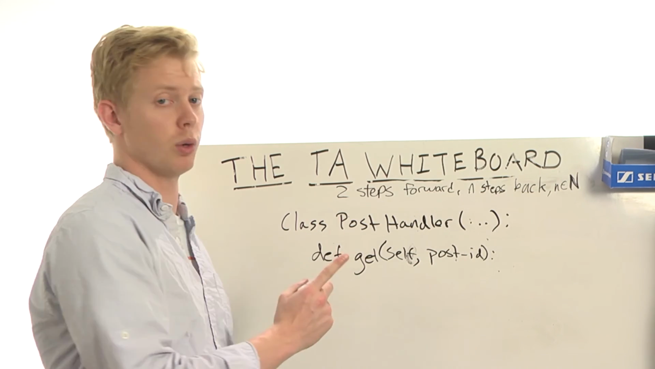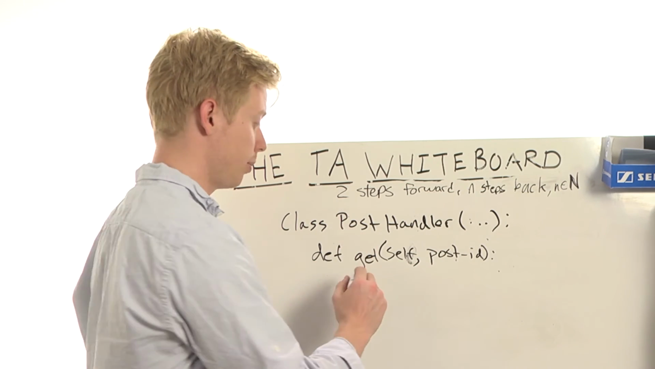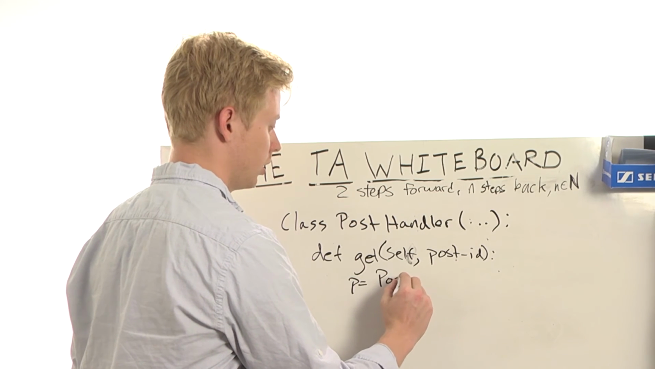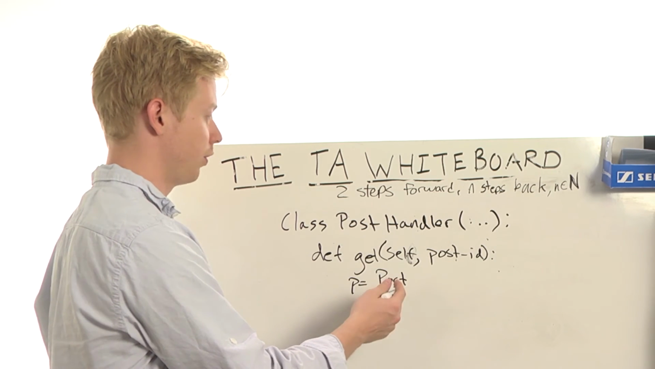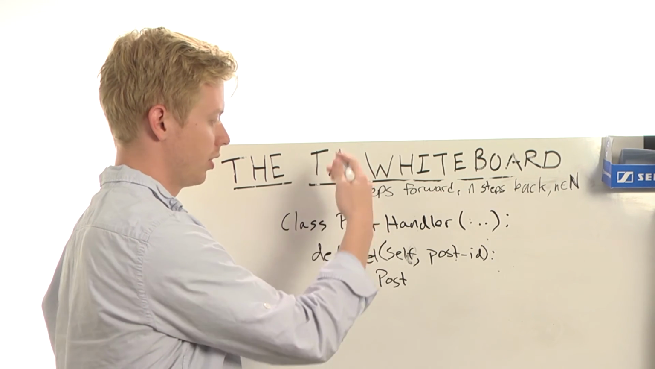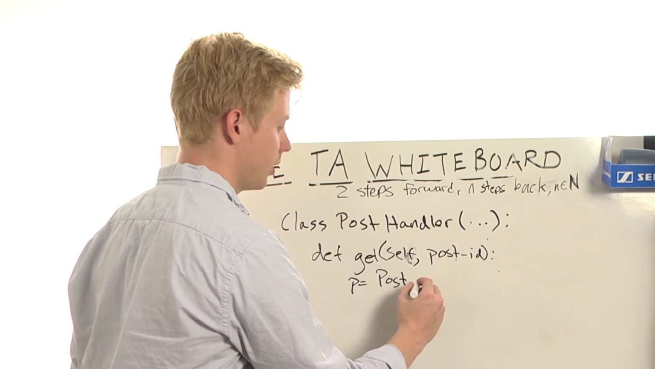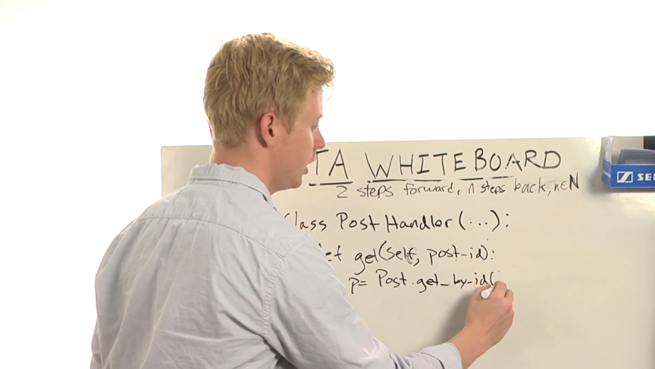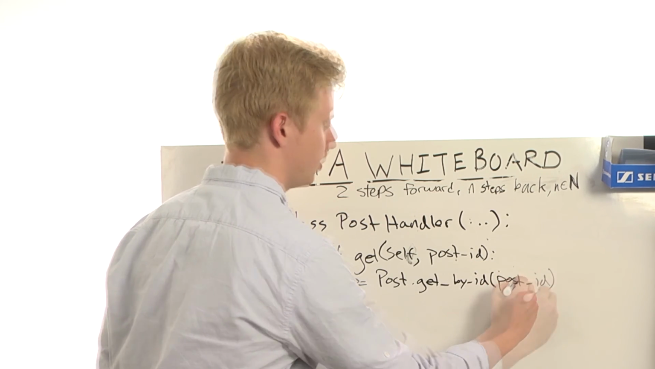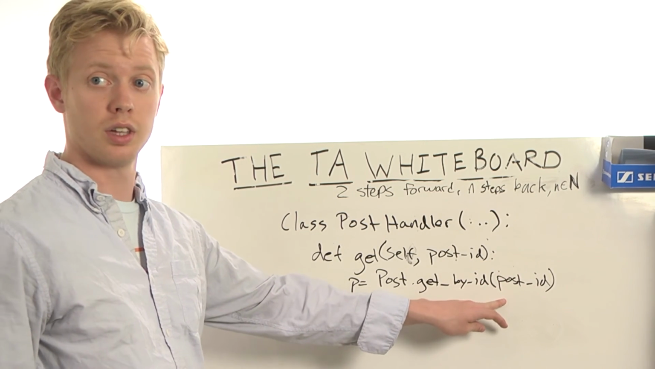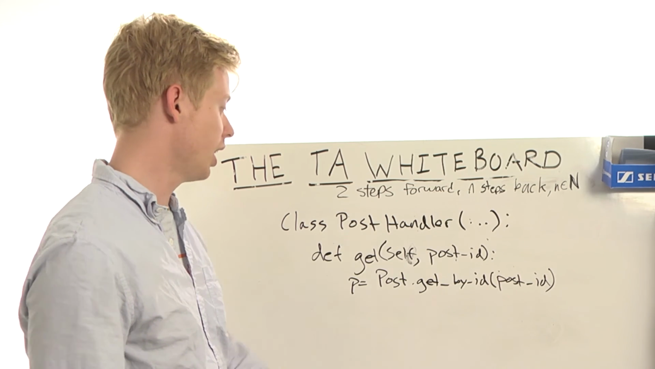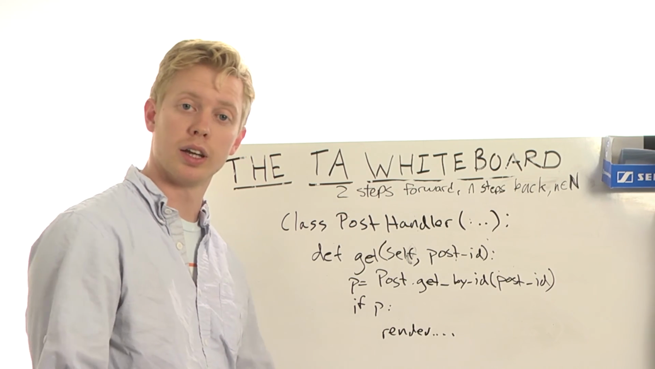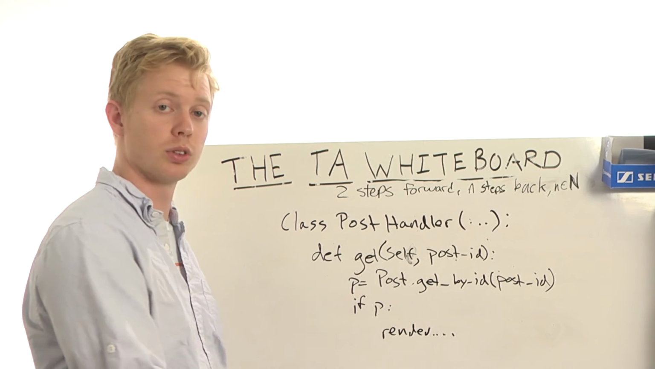So now what we want to do is get our post out of the database. In App Engine, this just looks something like this. p equals Post. This is our class that we defined. That's the actual data model. And you can say get_by_id, post_id. And that'll do a database query to look up the post with this ID out of the database. And then all you need to do is say if p, and then you can render it however you plan on doing that. And if p doesn't exist, you can just return a 404.